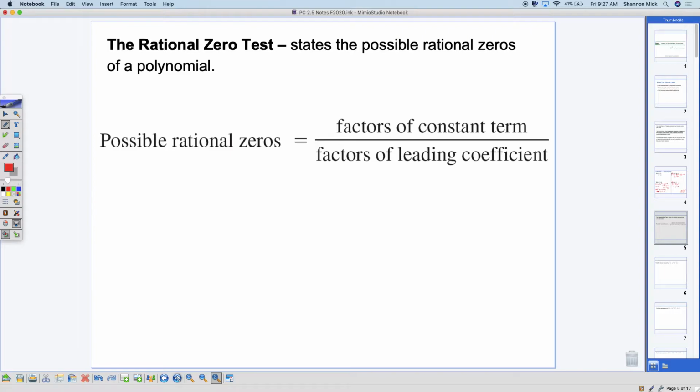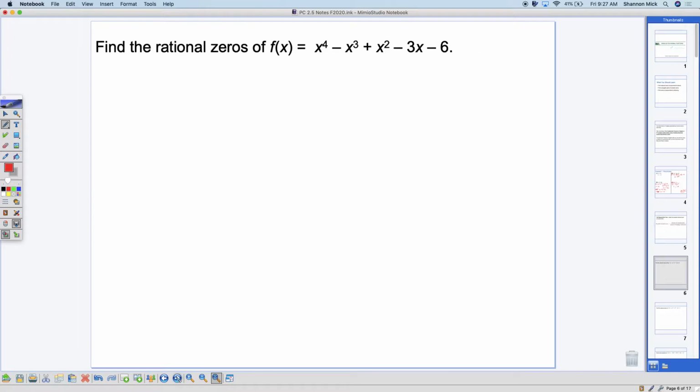Okay, we good? Okay, so it says find the rational zeros of this. So I'm going to list my PRZs. What do you think PRZ stands for? Possible rational zeros. Would you prefer PRZ? Okay, we'll put PRZ.